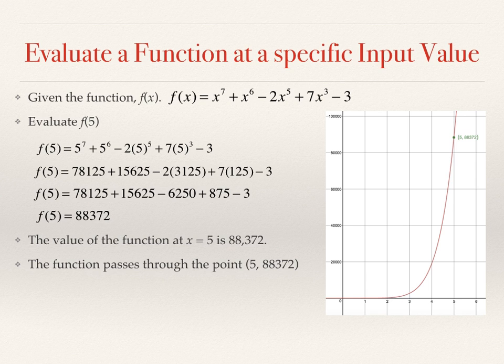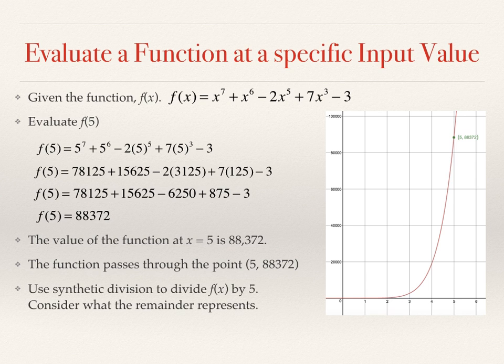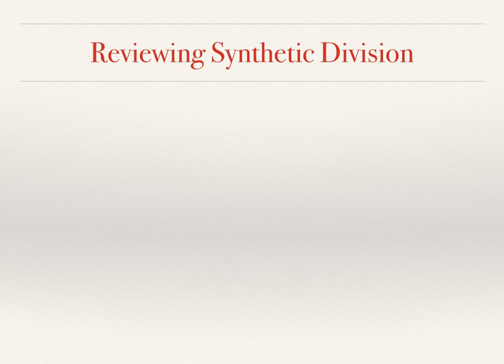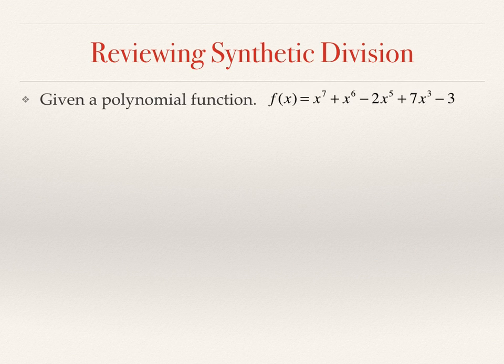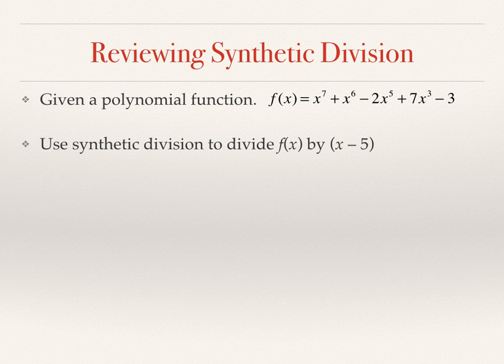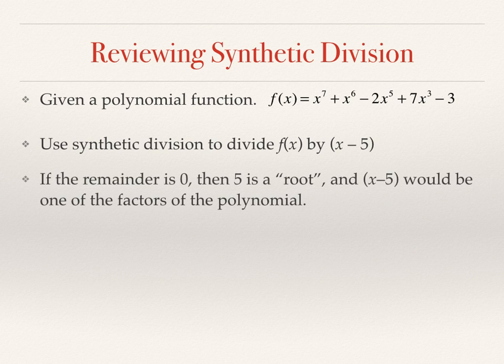88,372. So what I'm interested in doing, considering with you, is to use synthetic division to divide this same polynomial function, f of x, by the input value of 5. And let's consider what the remainder of that synthetic division problem will represent. So we're going to take our polynomial function, the same one as the previous slide. We're going to use synthetic division to divide f of x by x minus 5. Recall, if the remainder is 0, then that means the divisor would be a factor, and so 5 would be a root.